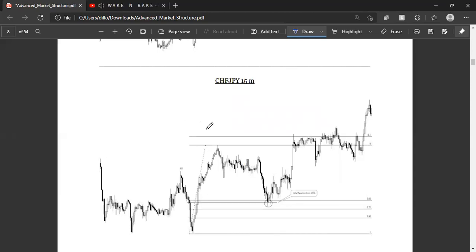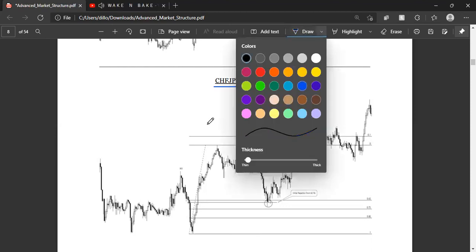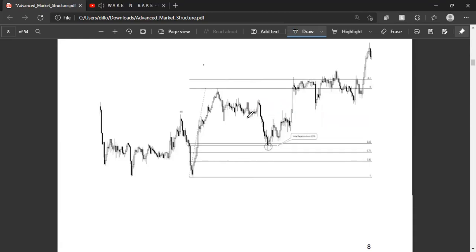But next example, we got CHF JPY again, but this time we're starting on the 15-minute time frame. So what do we have? Okay, we have some lows that got hit, and then an impulse to the upside. A strong impulse to the upside giving us what?